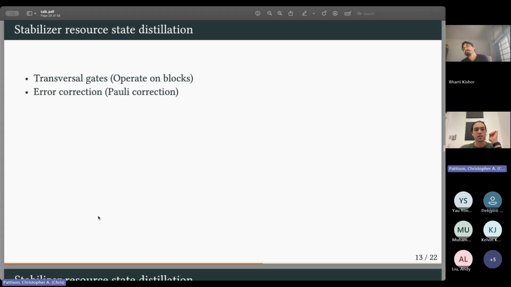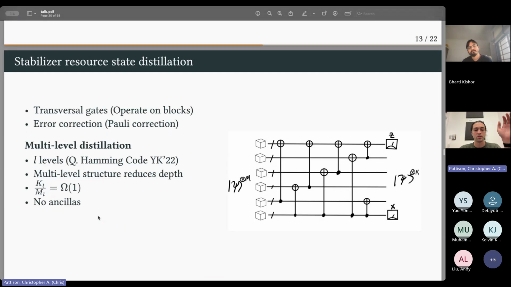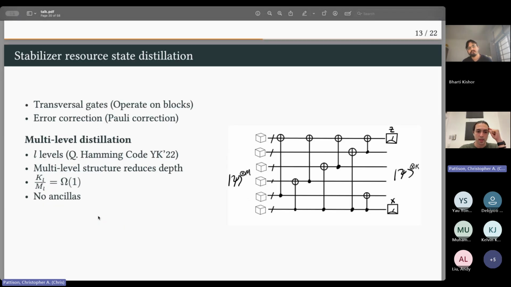So the nice part is that whenever I teleport one of these stabilizer states, it's a Pauli fix-up, which is nice. I can do this with transversal gates. And so we're going to do this multi-level distillation based on these quantum Hamming codes. And so this is kind of the easy analog of magic state distillation.